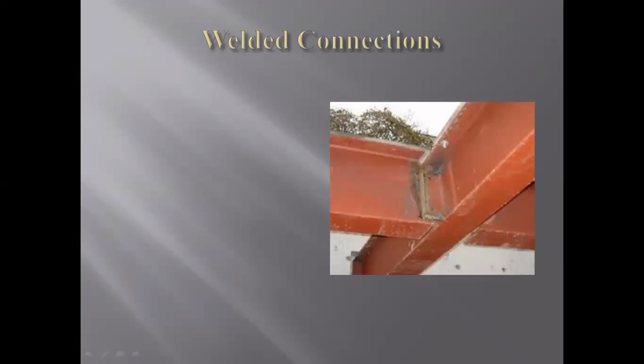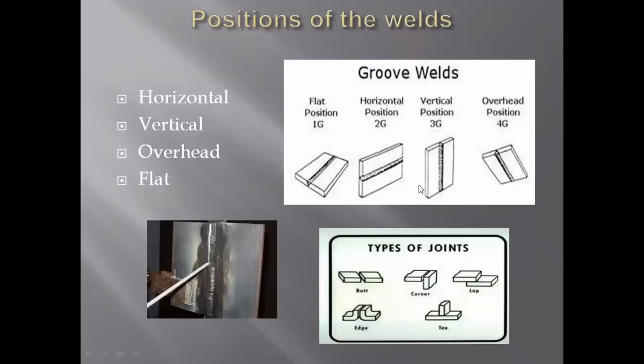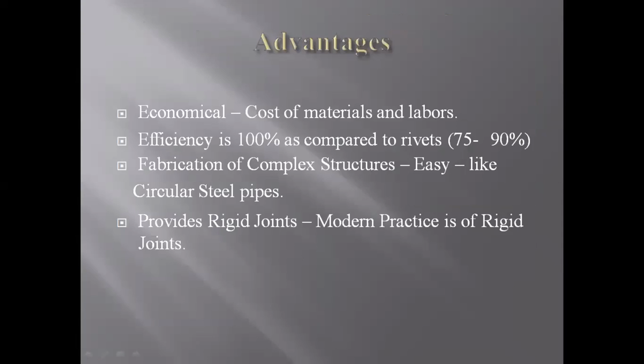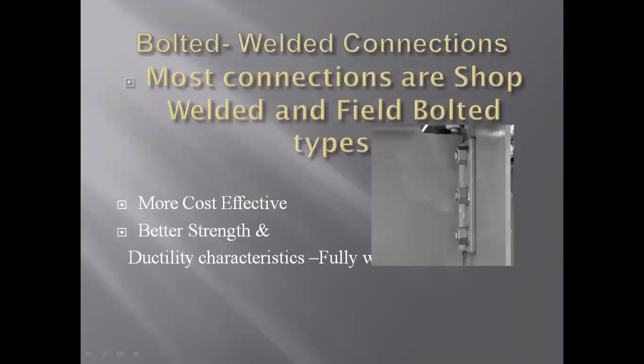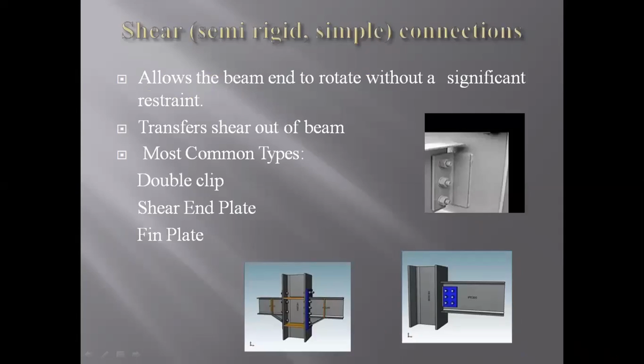And coming to welded connections, so where we use welded connections, what are the different types of welded connections. So coming to groove weld, fillet weld, slot or plug weld, you can see all the pictures over here. And what are the advantages and disadvantages of welded connections? Okay, like this. So you can see all the applications over here, how the beam is going to connect with the major beam, and how the splicing can be done, right?